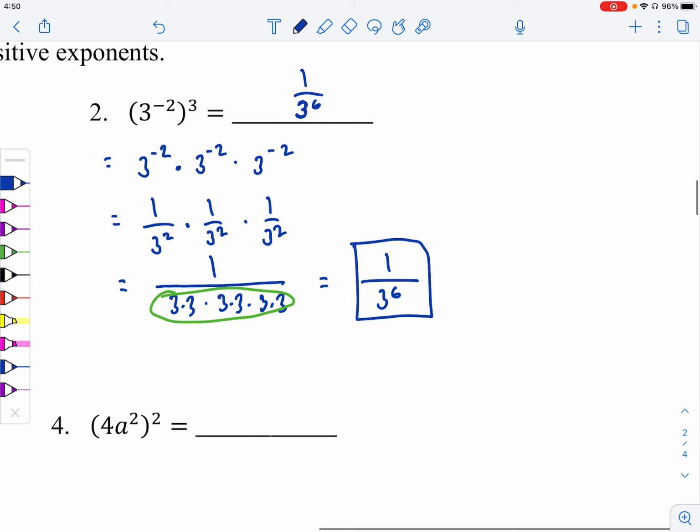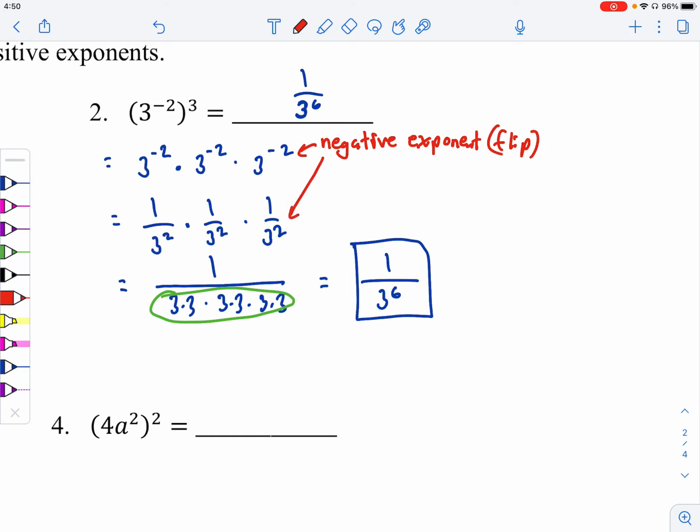Okay, so remember negative exponents we flip, right? Remember that? We flip it. Right, so that's why it flipped like that, 1 over 3 squared. Or another way is, if you know the shortcut, you could just multiply these two numbers right there. That's another way to do it.